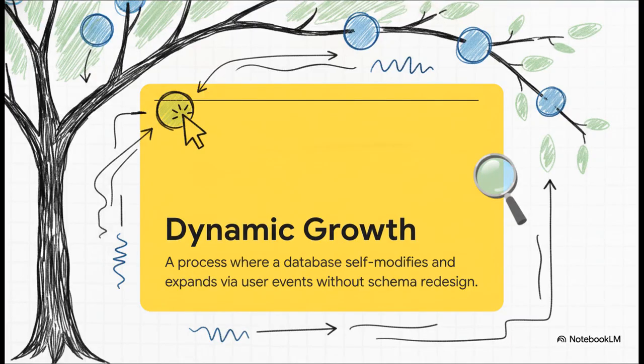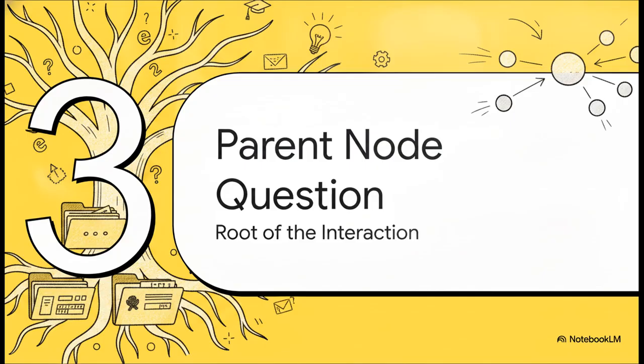So the crucial takeaway here is this concept of dynamic growth. You can kind of think of this database as a living tree that sprouts brand new branches in response to environmental stimuli, like a simple click from a user. Because these nodes contain their very own execution logic, they don't need a developer holding their hand. When an event happens, the database just programmatically self-modifies. Moving right along to section 3, the parent node question, the root of the interaction.